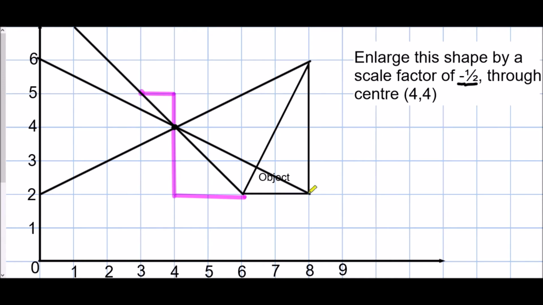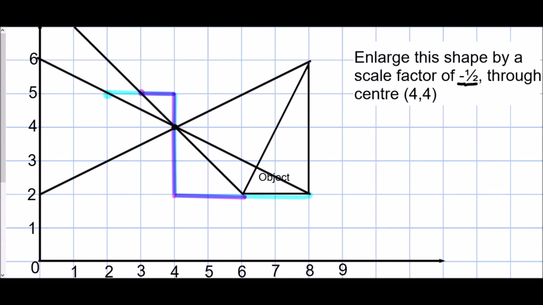For the bottom right hand corner, well, that is 2 down and it is 4 to the right, and so let's half that, so it's only going to be 1 up, and instead of 4 to the right it'll be 2 to the left. So the negative is to reverse the direction, and then the factor of a half halves the distance.